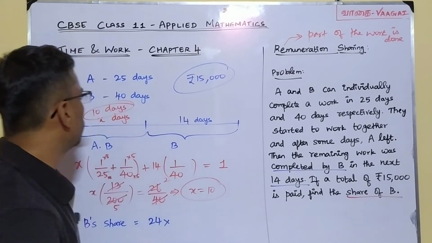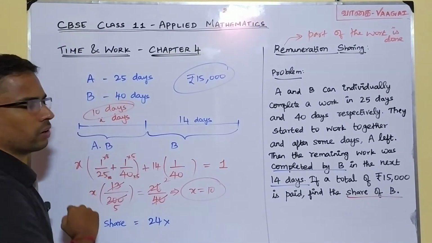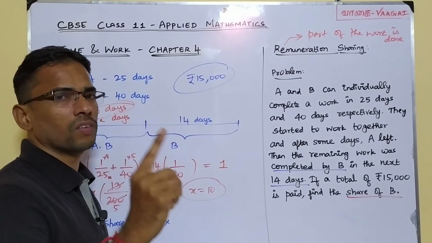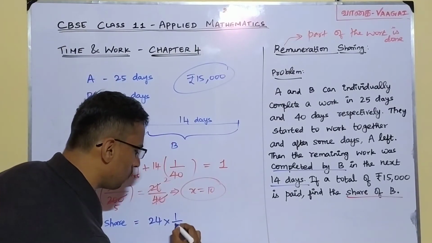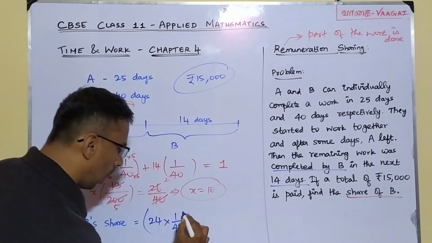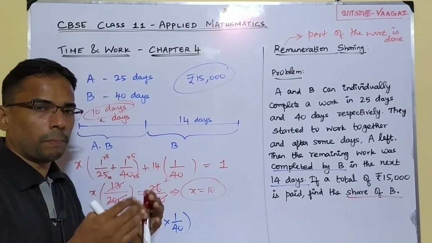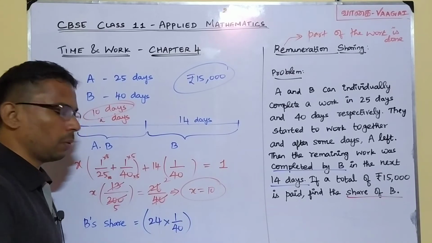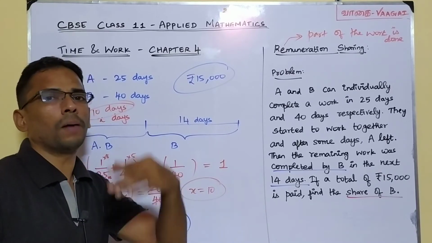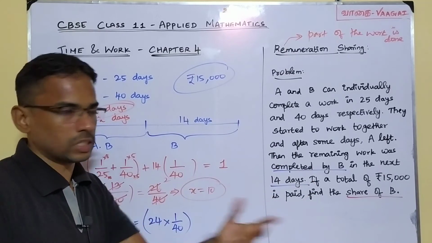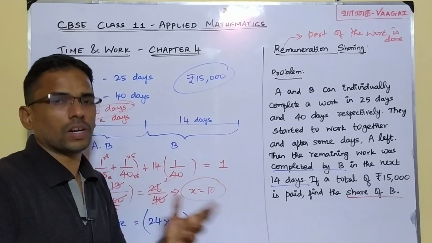So in that case, 24 days B is working into what is B's 1 day's work? B can complete the entire work in 40 days. So that means B's 1 day work will be nothing but 1 by 40. So out of the total work, 24 by 40 of the part will be completed by B. Is the point clear? And the rest will be completed by A, obviously. Yes, because there are only two people, they have completed the work.